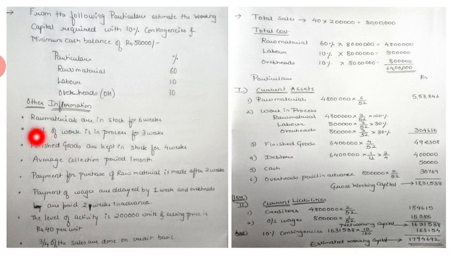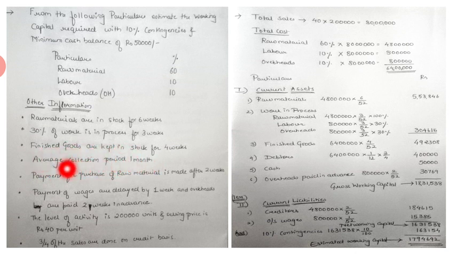But in this particular problem they have clearly mentioned 30% of the work is in process. So here we have to consider 100% of raw material but only 30% of labor and 30% of overhead. Details we'll see when we go to the solution. Then finished goods are kept in stock for 4 weeks. So it's clearly mentioned.